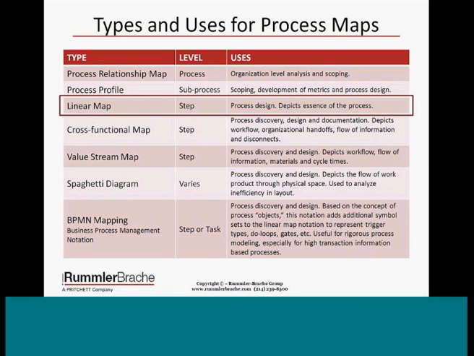And finally, you have what's called Business Process Management Notation, or BPMN. You may have heard a lot about this lately. It's essentially no different than your basic flowchart, your basic linear map, except that some new symbol sets have been added to depict certain types of process objects.